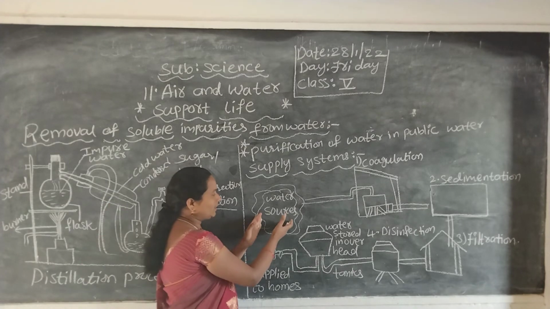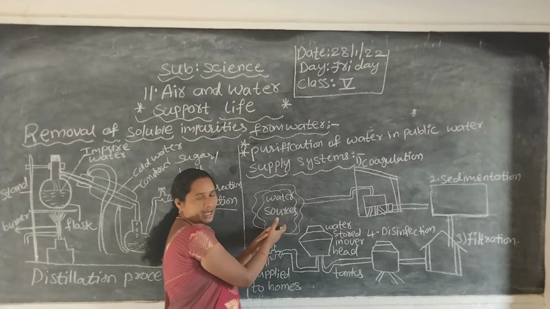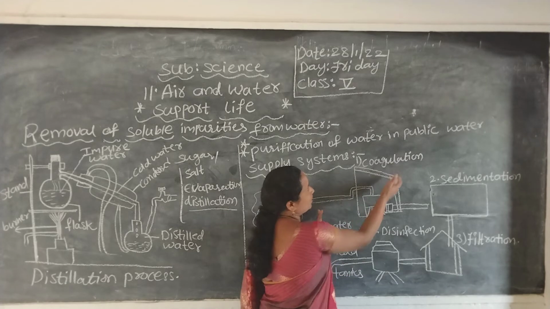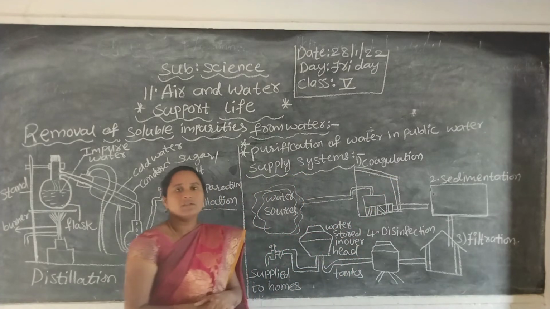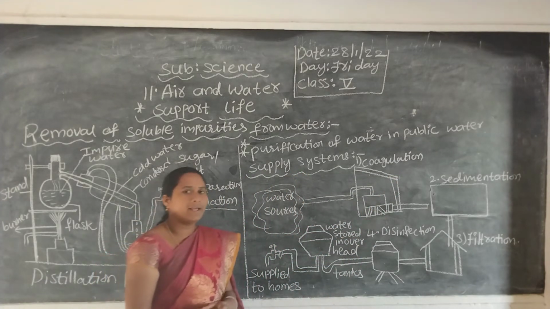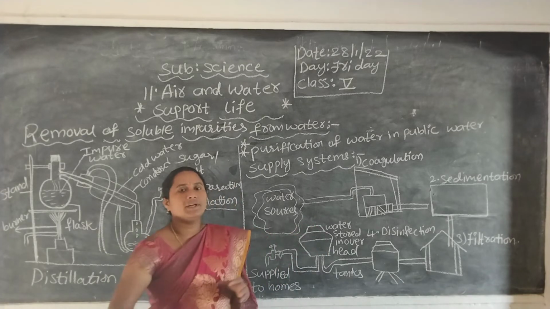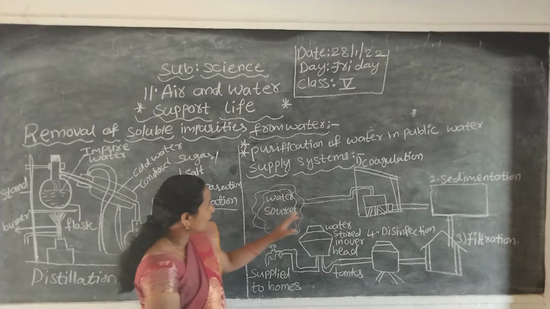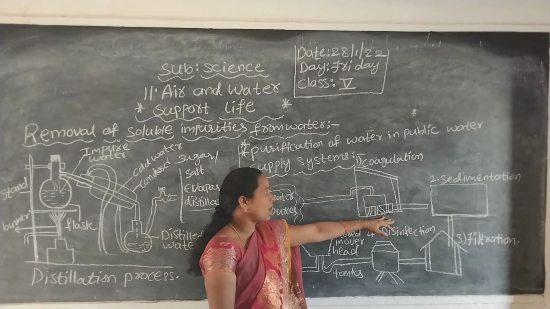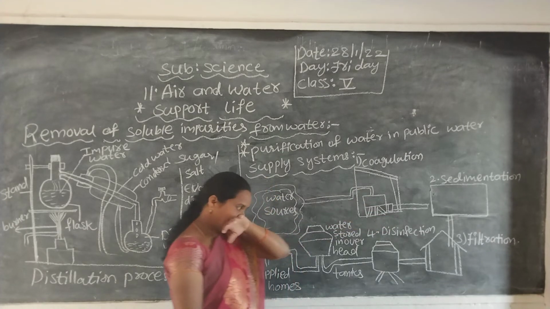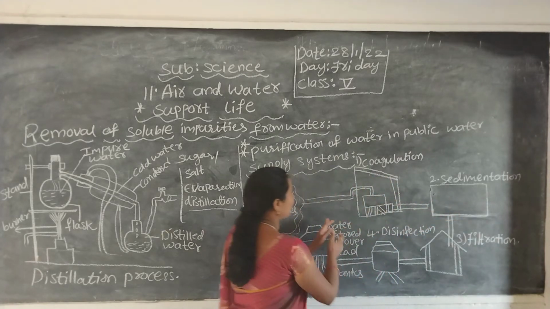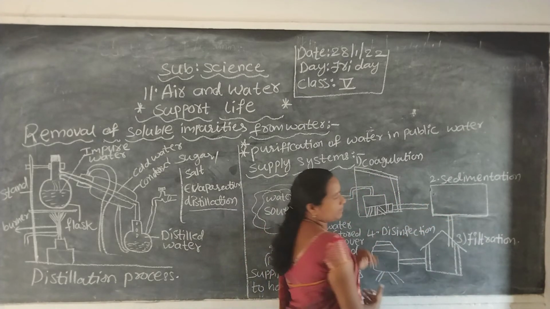They collect water from sources like lakes, ponds, and rivers, and first they carry out the coagulation process. In this process, they add alum, and with the help of alum some impurities are separated and removed. Next is sedimentation, where the water is passed through a sedimentation tank.